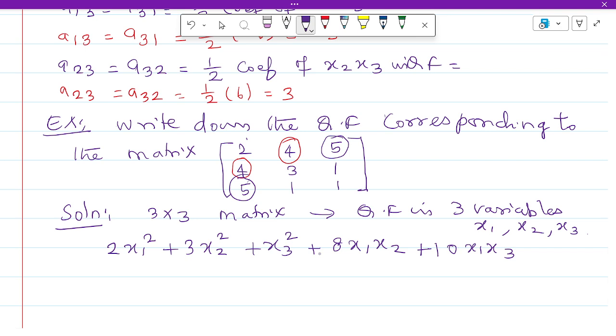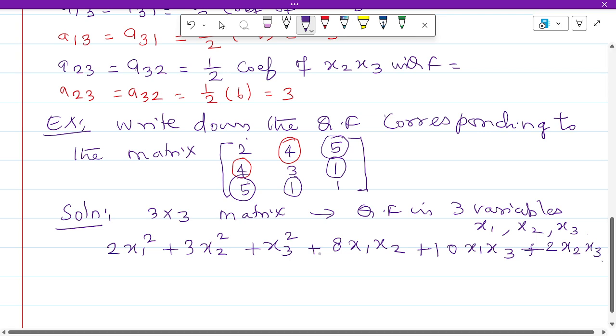You have to write very carefully when you are converting a matrix to a quadratic form and a quadratic form to a matrix. Only one value remains; everything else is completed. That means the A23 and A32 position. That means double, which means 2, the coefficient of x2x3. Is it clear?